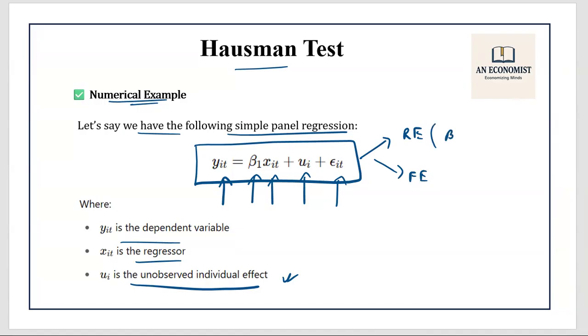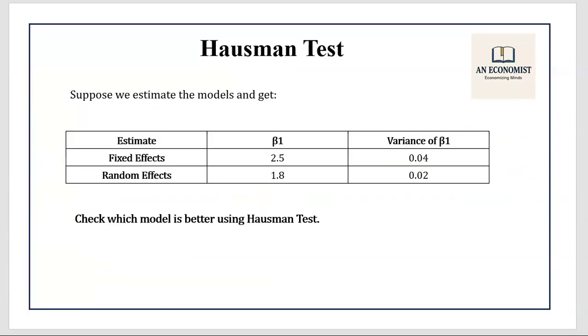Using random effect, you find the estimated beta 1 cap, and also the variance of beta 1 cap. You will do the same thing using the fixed effect model: beta 1 cap and variance of beta 1 cap. So you will first estimate this model using both random effect and fixed effect. After the estimation, suppose this is the result that you get. Again, this is a hypothetical scenario, just to make you understand things.